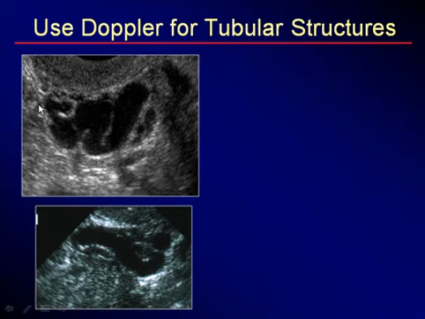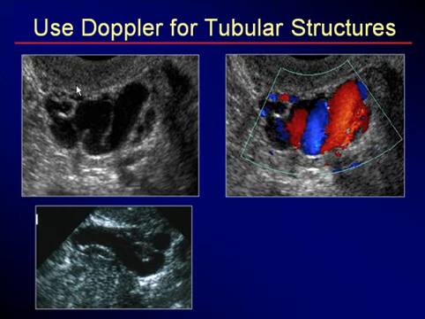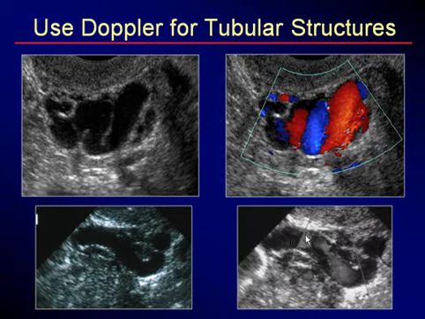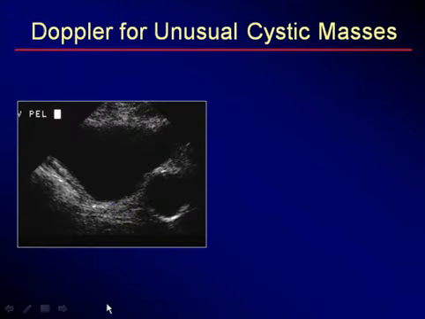Use Doppler for tubular structures. This looks like a hydrosalpinx. Turn on color. Oops, it's just a vessel, a vein. This one looks like a hydrosalpinx. Nope, it is filled with blood flow, and that's just a prominent vessel.